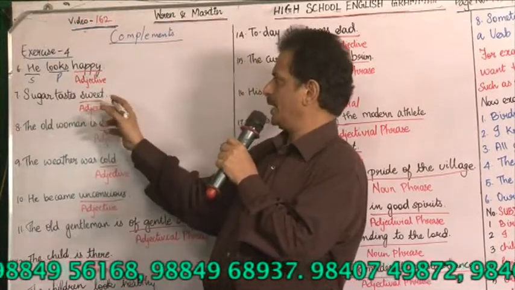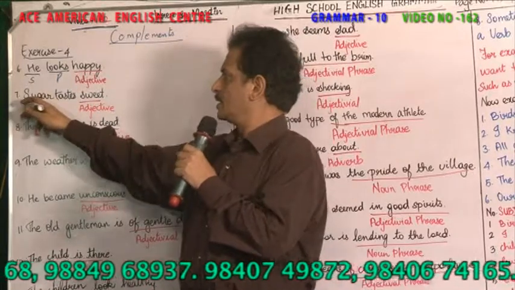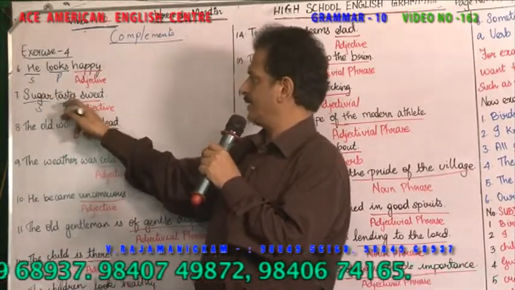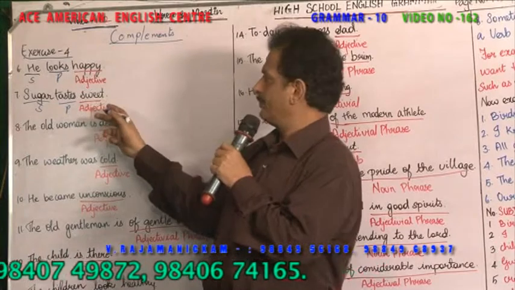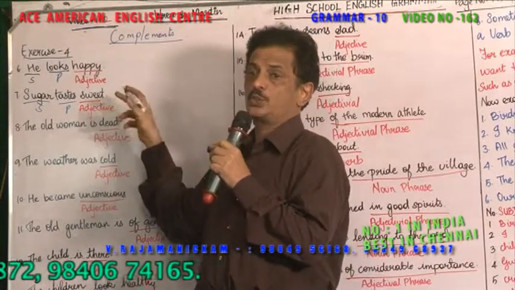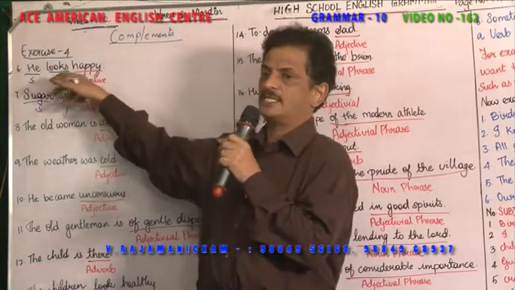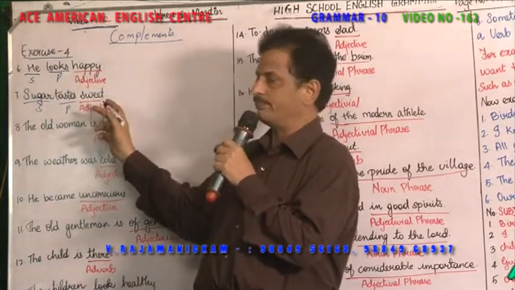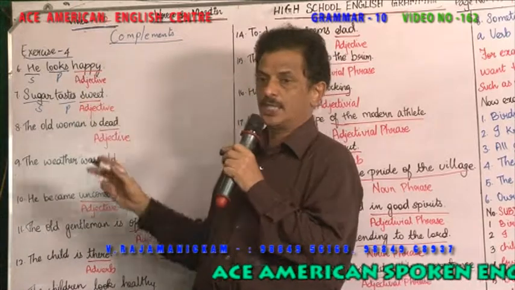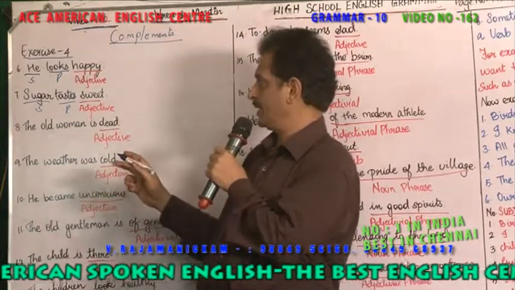Sugar tastes sweet. Sugar is the subject. Taste is the predicate or the verb. And with sugar taste, you add sweet. The sweet is the taste of the sugar. So this sweet says about the subject. So it doesn't take an object. So this becomes an adjective complement or adjective predicative complement.